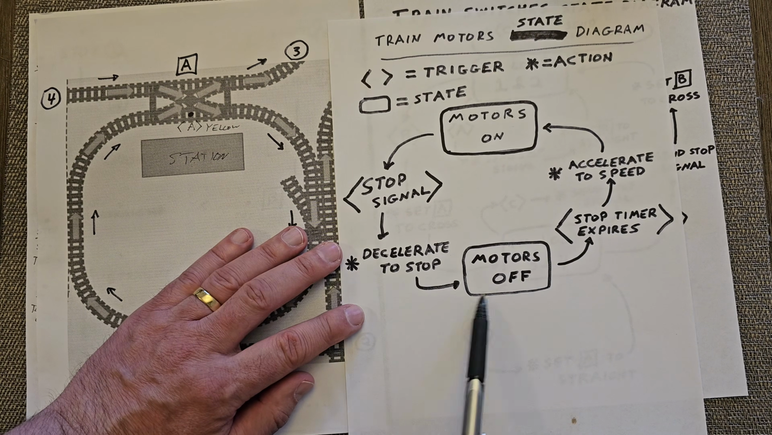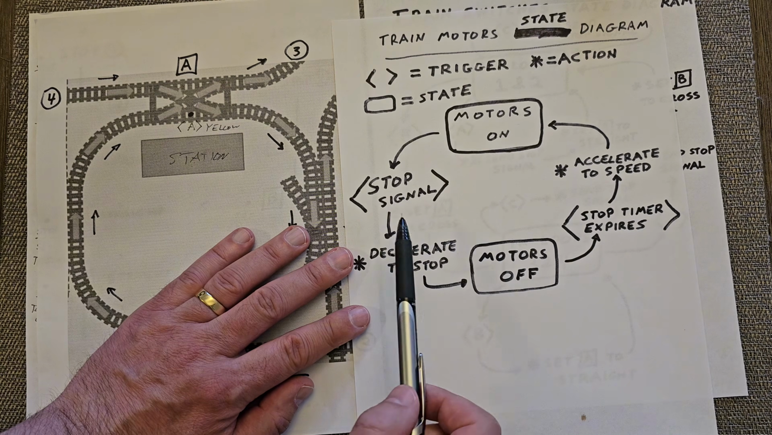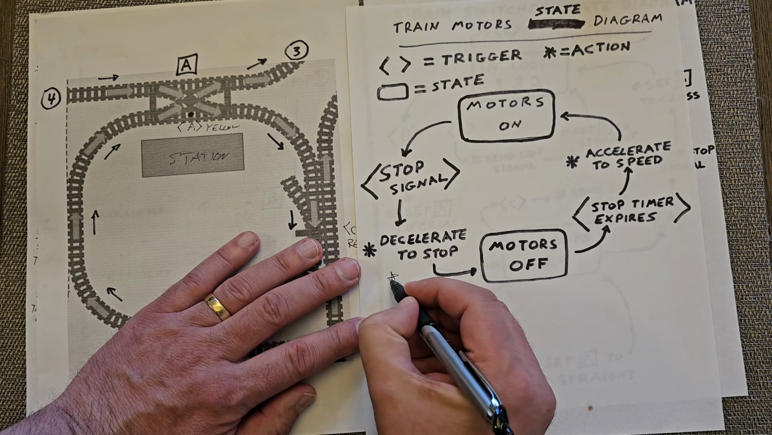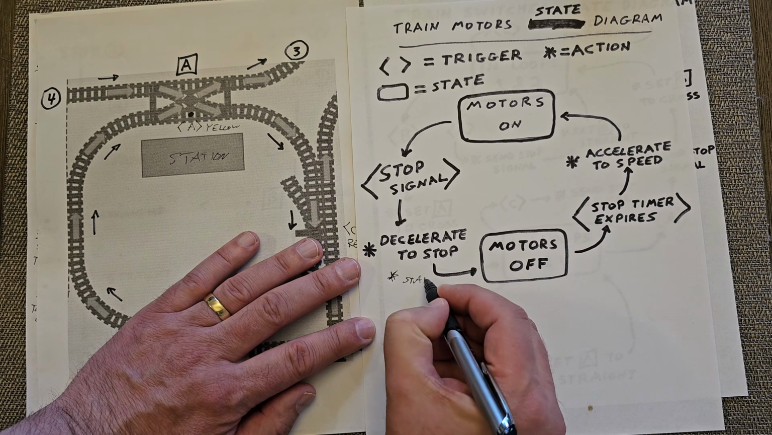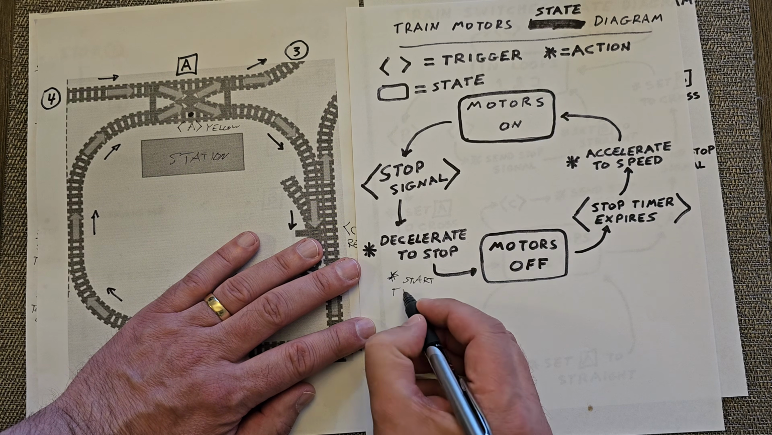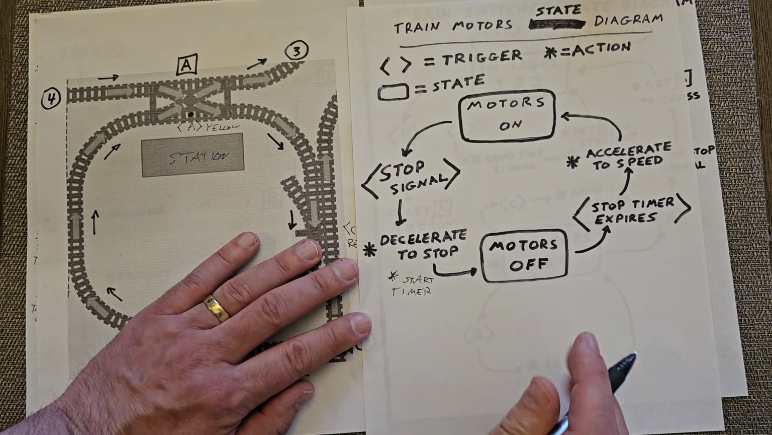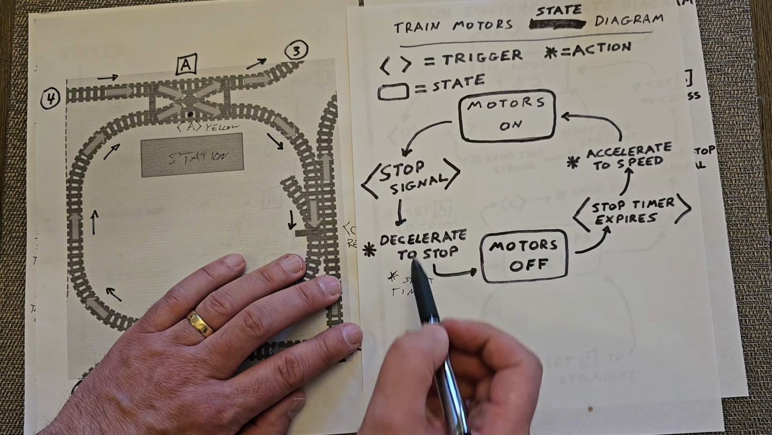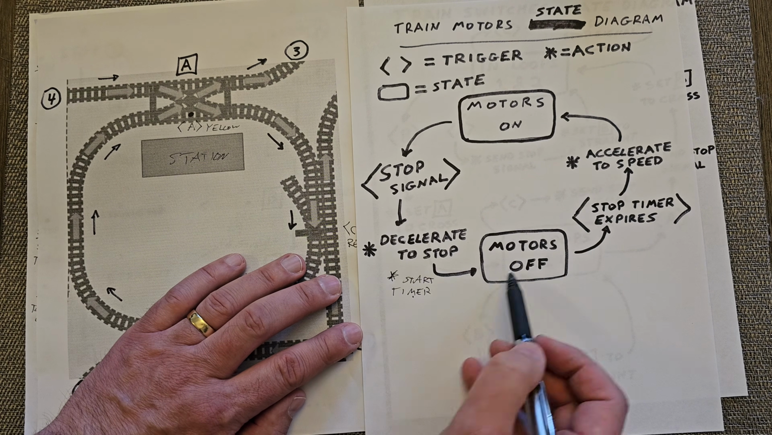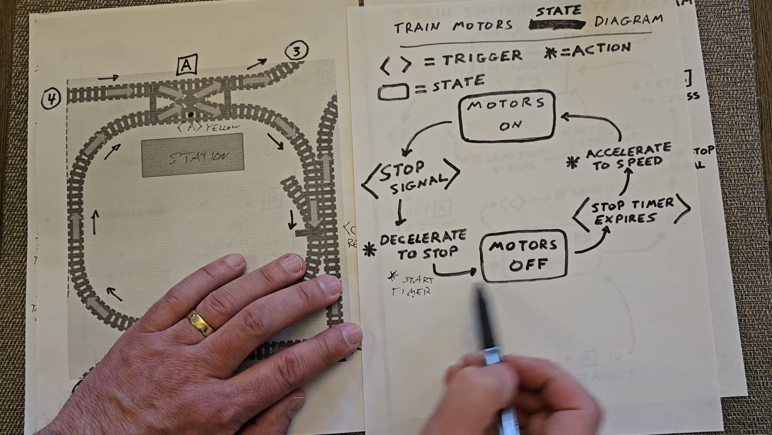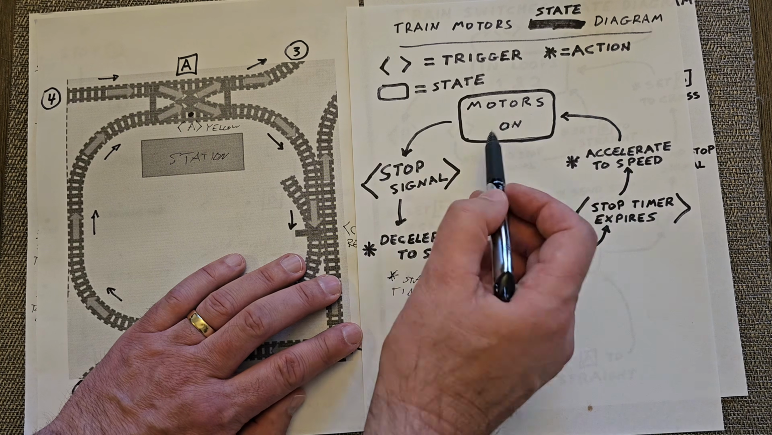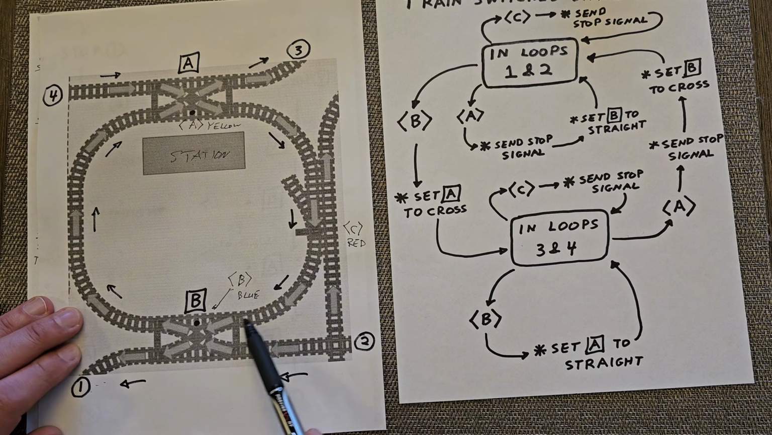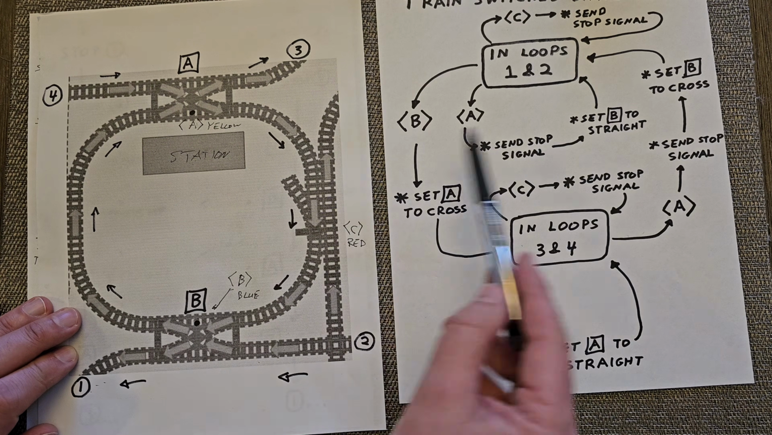We decelerated to stop, and the motors went off. But we also had to, you know what I should have done? We actually should have taken another action here to start the timer. Yes, I forgot that. So we take two actions. When the motors are on, we get a stop signal, we decelerate, and we start the timer. The motors are off until this timer expires and then accelerates to speed. And when the train resumes, it's in the loops 1 and 2 state.